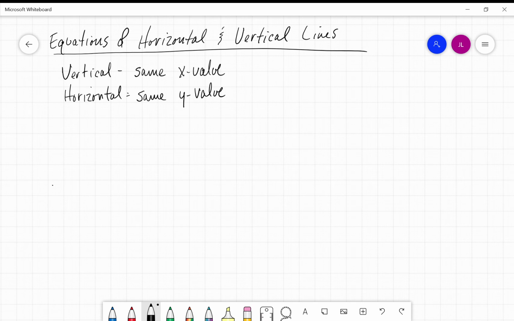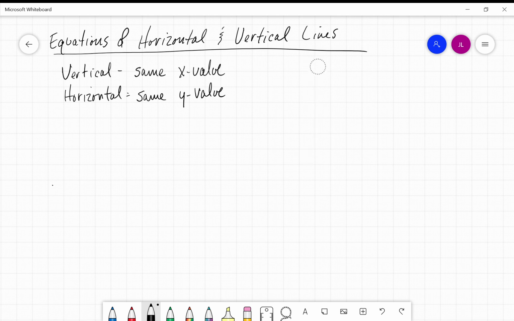Alright, looking at equations of horizontal and vertical lines. I touched on them a little bit before, but I want to come back to them for a bit here. Now, we need to understand vertical lines will have the same x value, horizontal lines will have the same y value. Let's see why that's true.